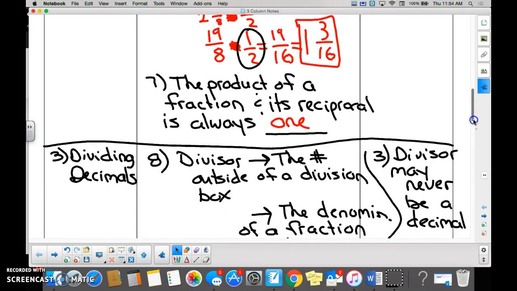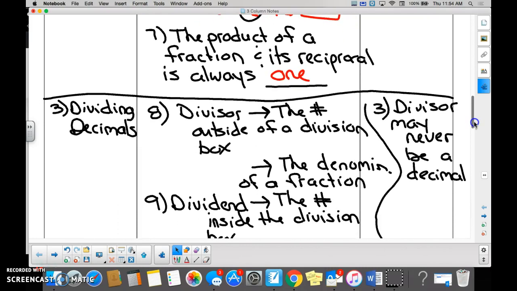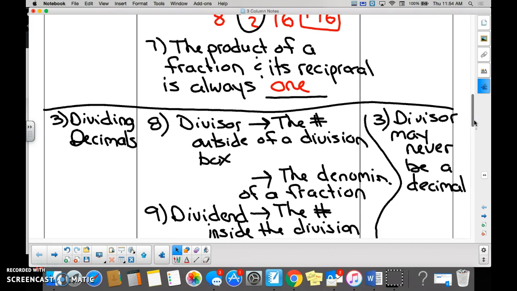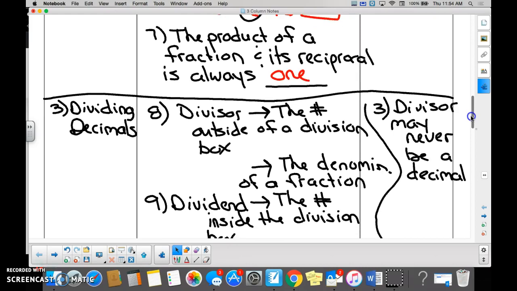And then number 7, just a realization for y'all. The product of a fraction and its reciprocal is always 1. Is always what? 1. When I stop like that, you're supposed to all join in. So the product of a fraction and its reciprocal is always 1.